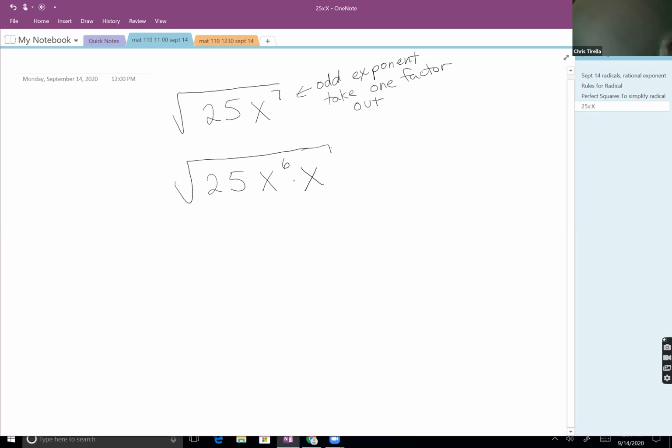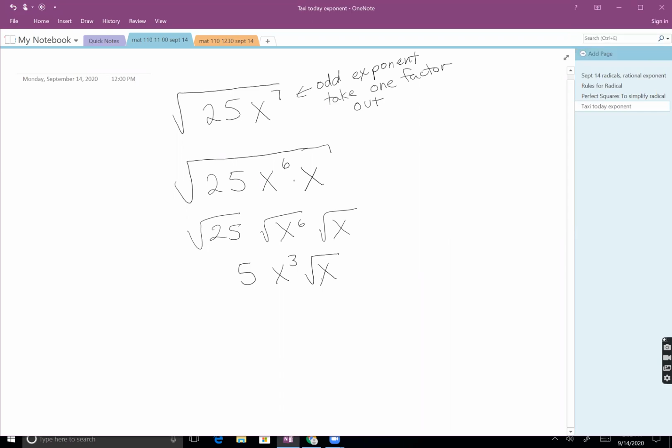And now, because x to the 6th is even, we can take its root. The square root of 25 would be 5. The square root of x to the 6th would be x to the 3rd. And then that extra x has to stay under the square root symbol. So you can separate them under the radical to make it more simplified? Yes, you have to, like we did here, as long as they all multiply to the same thing.